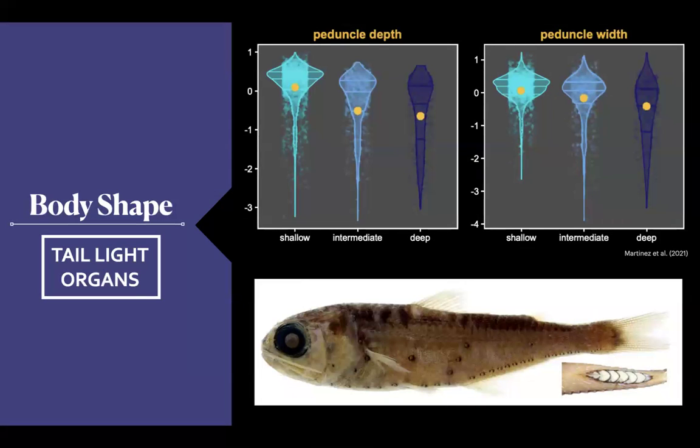And the reason that this particular organ, especially the tail light organ, is important is that recent work looking at all sorts of things associated with the body shape of fishes found that fishes that live in the deep sea specifically have a relaxed constraint on their caudal peduncle. So the caudal peduncle is the tail right here.